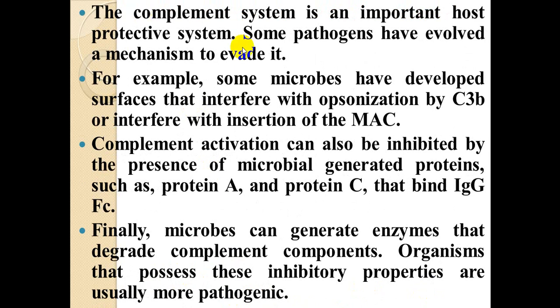Sometimes the complement system can be inhibited by certain microorganisms or pathogens. For example, as we said, the complement system is important host protective system, and some pathogens have ability to evade it. For example, some microbes have developed surfaces that interfere with the opsonization of C3b or interfere with insertion of the MAC. يعني هنا راح تعرقل عملية الأوبزونيزيشن by C3b أو تتداخل بالماك فورميشن، بالتالي تعيق ظهور الممبرين attack complex.